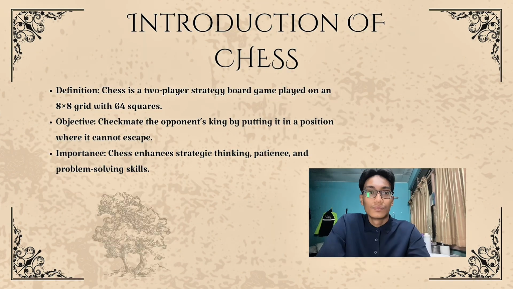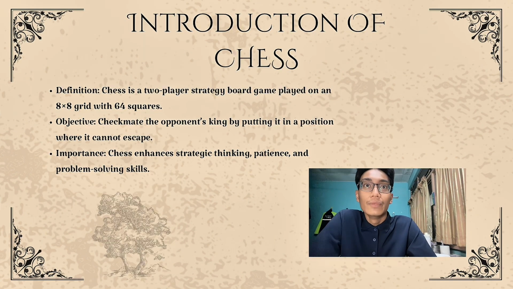Okay, so to begin with, let me introduce you to chess. The definition of chess is a two-player strategy board game played on an 8x8 grid with 64 squares. Its objective is to checkmate the opponent's king by putting it in a position where it cannot escape. The importance is that chess enhances strategic thinking, patience, and problem-solving skills.